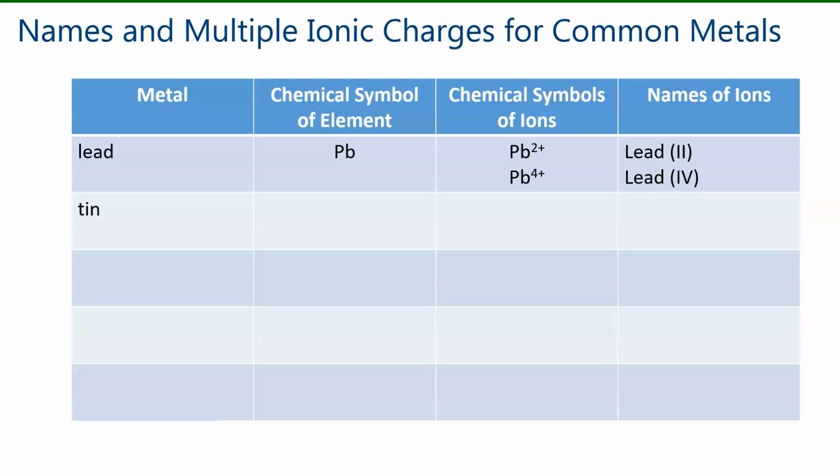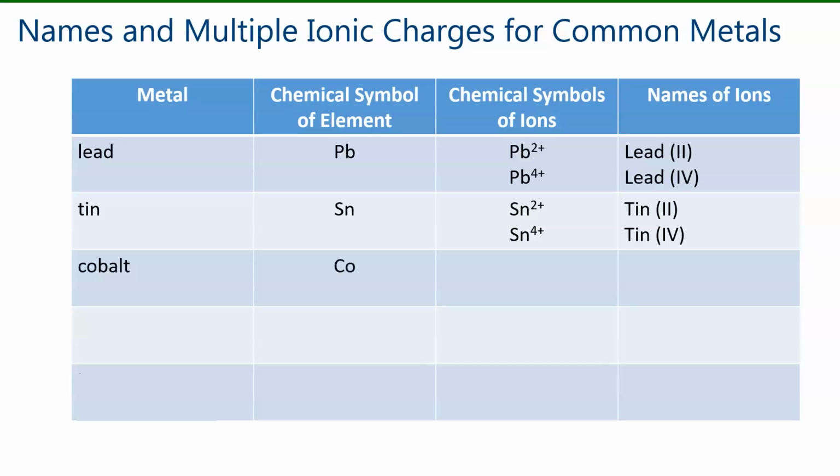Our next multivalent metal is tin. The chemical symbol for tin is capital S lowercase n. When we look tin up on the periodic table of ions, we can see there's an ion that's positively 2 charged, and a tin ion that's positively 4 charged. To write the names of these ions, we have tin 2 represented with Roman numerals and tin 4 represented with Roman numerals.